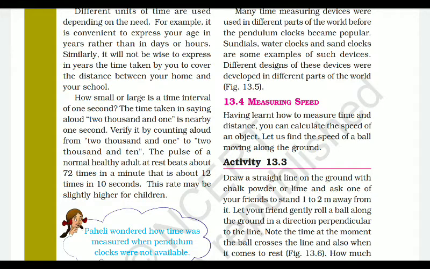Verified by counting aloud from 2001 to 2010. The pulse of a normal healthy adult at rest beats about 72 times in a minute, that is about 12 times in 10 seconds. This rate may be slightly higher for children.